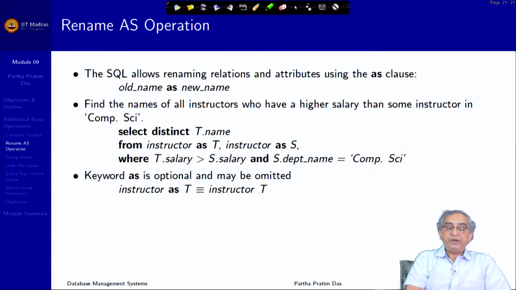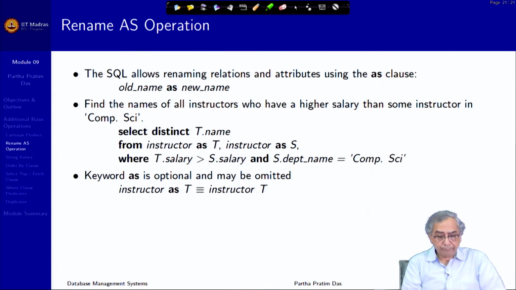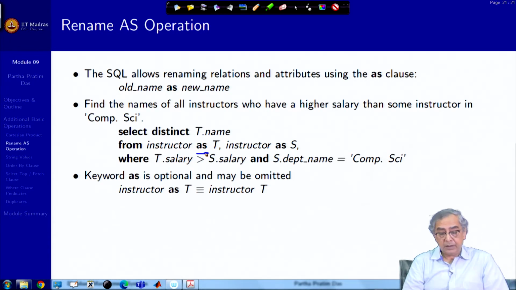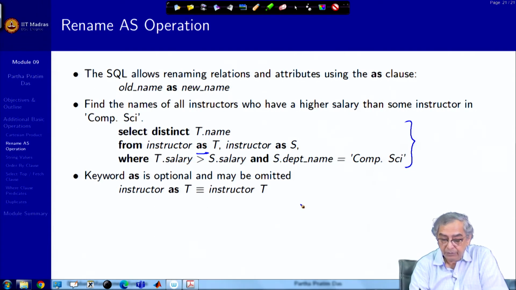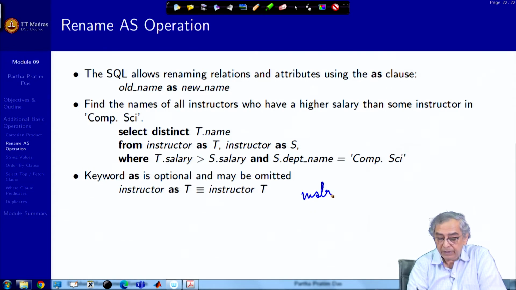Now, oftentimes when you do the select, you would like to give a different name either to the attribute, or you may need to give a name to the relation itself. So, this is where we use the as. Now, if you look at this particular example, what we are trying to do is instructor cross instructor.